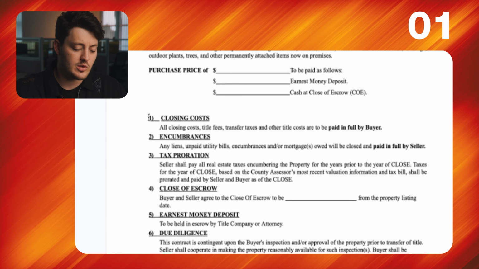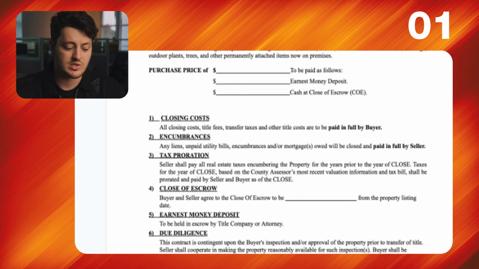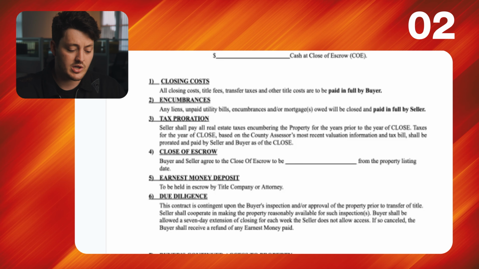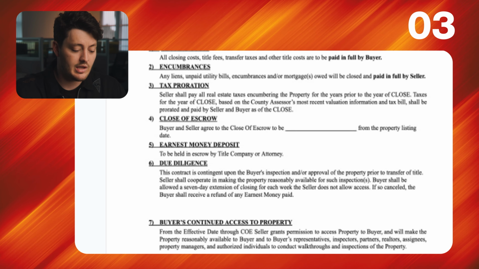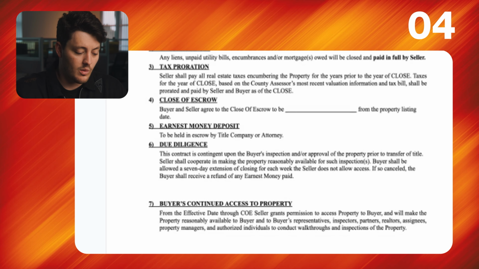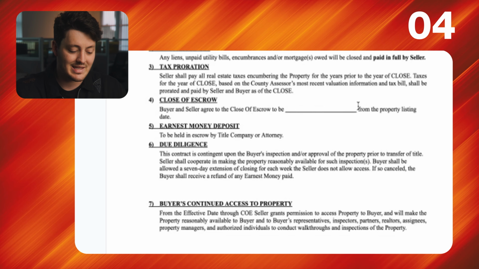So the first section here of closing costs just states that the buyer will be paying all the closing costs, which is very traditional in a wholesale transaction. Number 2 just says liens, unpaid utility bills, encumbrances, and mortgages will be paid in full by the seller. Number 3 goes over taxes and how that is divvied up. Number 4 is close of escrow. So buyer and seller agree to close of escrow to be blank from the property listing date.